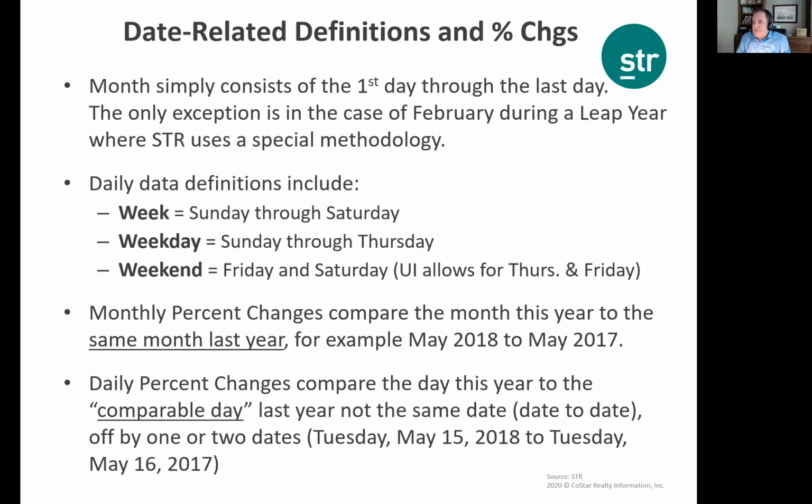Next up, daily data definitions. A couple obvious ones here. A week, first of all. A week always starts on a Sunday and it goes through a Saturday. But also, weekday. Weekday is defined as Sunday through Thursday. So Sunday is included in weekday. And then finally, weekend, that's Friday and Saturday. That's the weekend. Now, certain reports at STR and certain user interfaces allow you to define the weekend because obviously in the Middle East, there are countries where a weekend is considered to be Thursday and Friday instead of Friday and Saturday. We do allow for that.